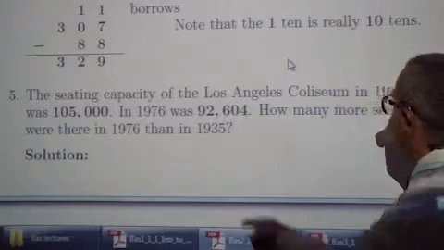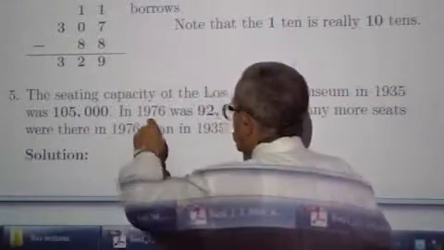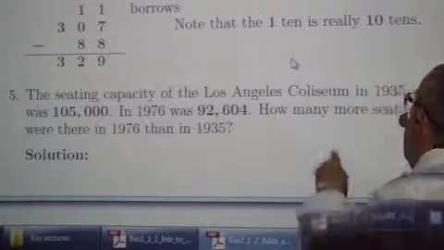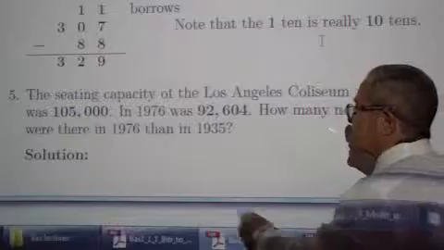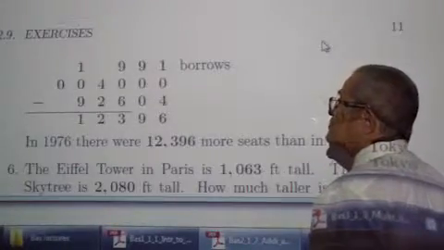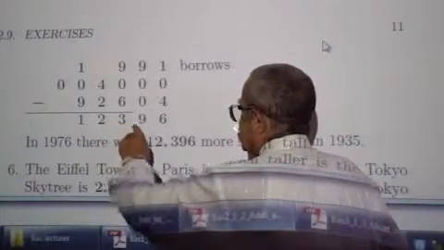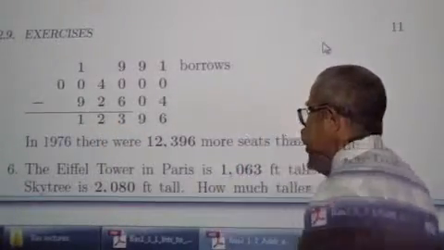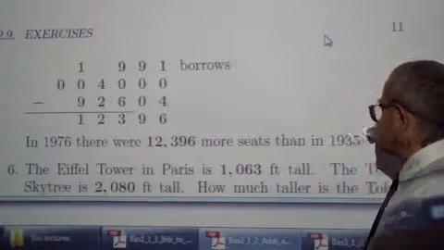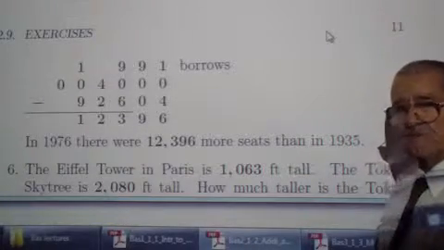The seating capacity of the Los Angeles Coliseum in 1935 was 105,000, and a few years later it was 92,604. How many more seats were there in 1935 than in 1976? Well, you take the difference of the two, you do your subtraction, and it's supposed to be 12,396. So 12,396 seats more in 1935 than in 1976.